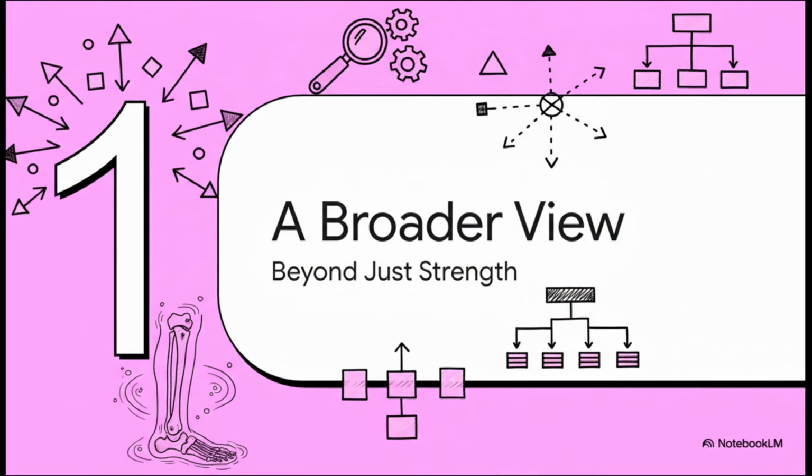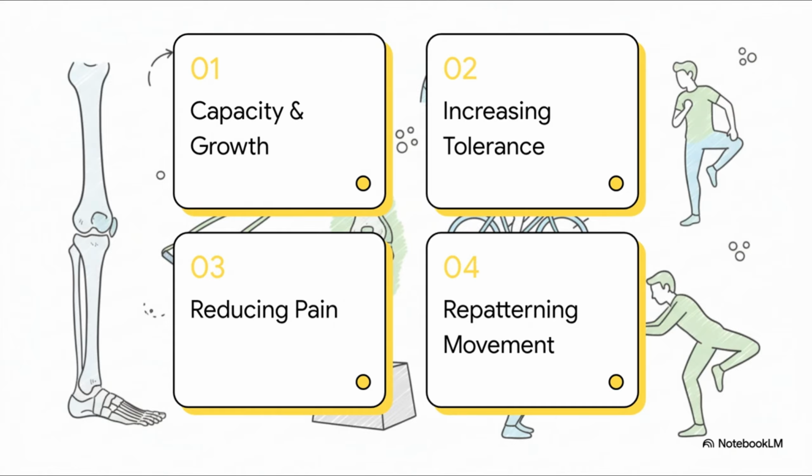If we really want to expand our clinical toolkit, we've got to be crystal clear about the why behind every single exercise we prescribe. So here's our game plan. We're going to break down exercise prescription into 4 really distinct therapeutic aims. First, building capacity and growth. Second, increasing tolerance. Third, directly reducing pain. And finally, number 4, repatterning movement.